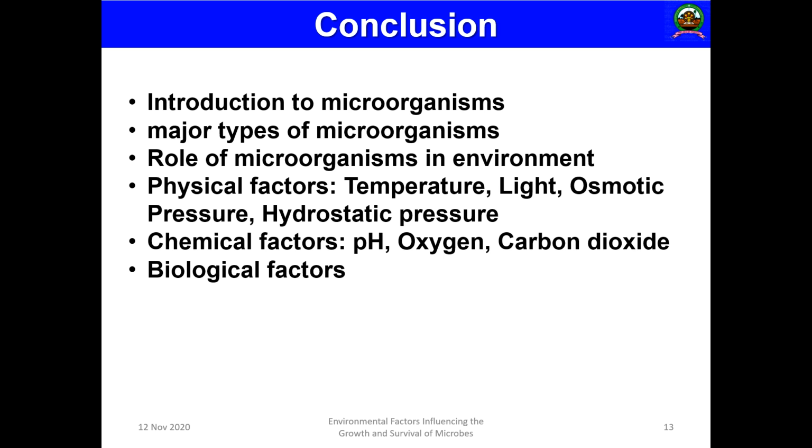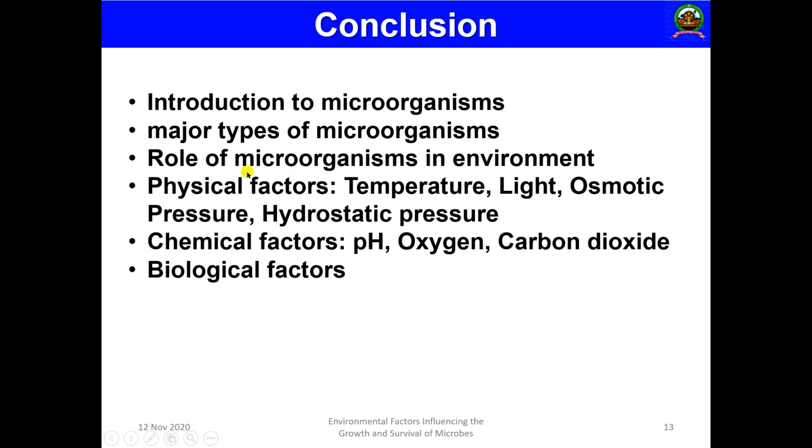So what are microorganisms? Microorganisms are the organisms we cannot see with the naked eye. Their major types are prokaryotic microorganisms and eukaryotic microorganisms. Prokaryotic microorganisms are bacteria. Eukaryotic microorganisms are fungi, both yeast and mold, then algae and protozoa. Then viruses do not come under any of these families.